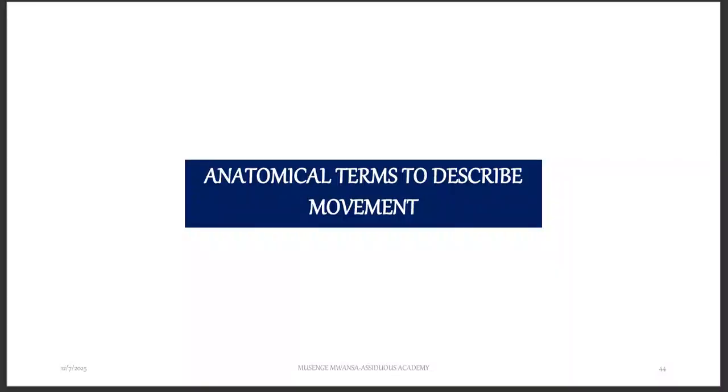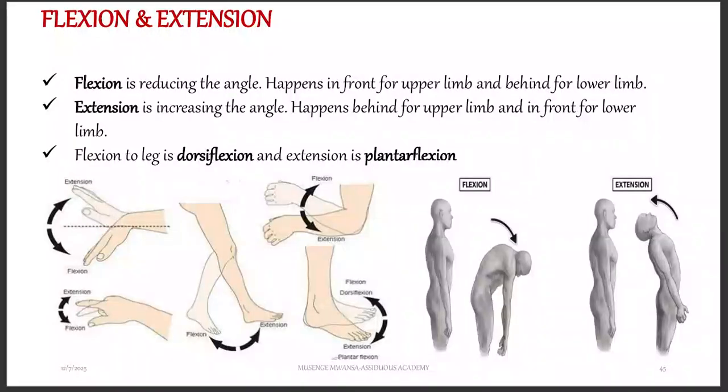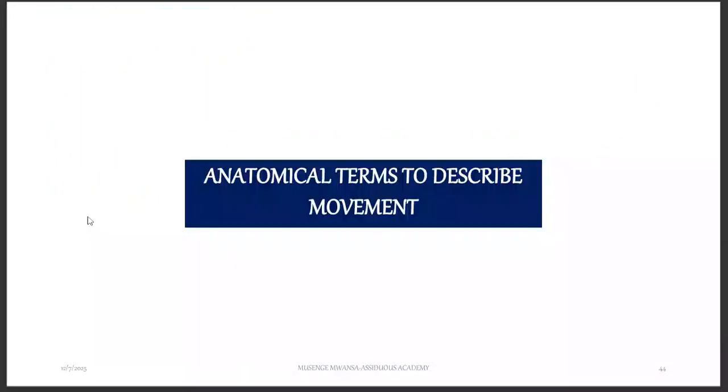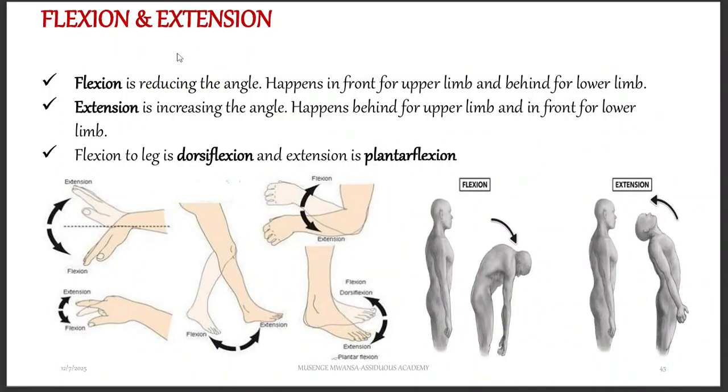So there are also terms that we use to describe movement. For example, we have what we call flexion and extension. To flex means to bend or to reduce the angle. For example, if I'm talking about the elbow, if I move my forearm towards my body, I'm bending the angle, we call that flexion. If I'm straightening it, we call that extension.